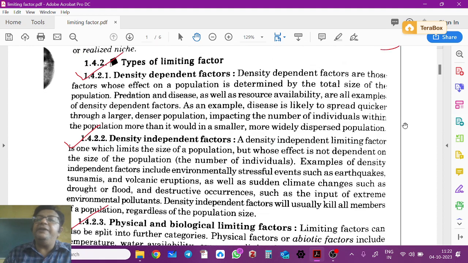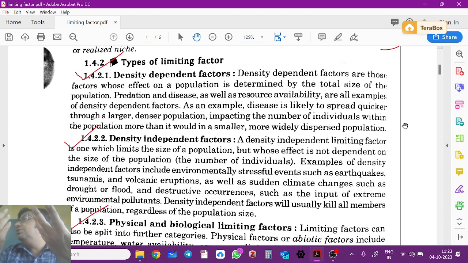What are density dependent factors? It is dependent on the total size. The area is fixed. Density is the number of organisms living in a fixed area. So, if there are 100 deer in a plot of land, and if there are 200 deer in that plot of land, then 200 is more dense. Simple thing, in an empty bus, all of you will get inside the bus. But if the bus is crowded, you will not get in.